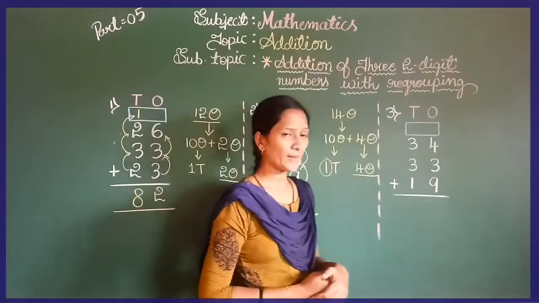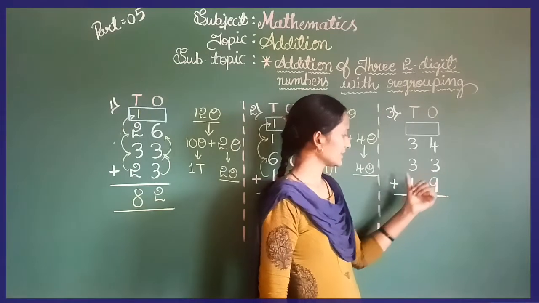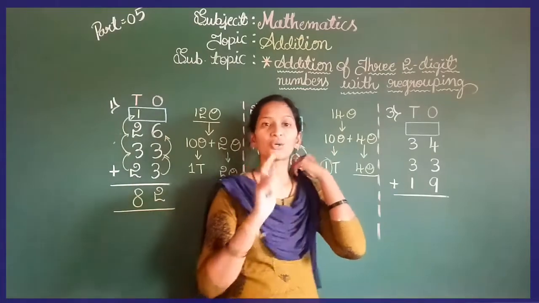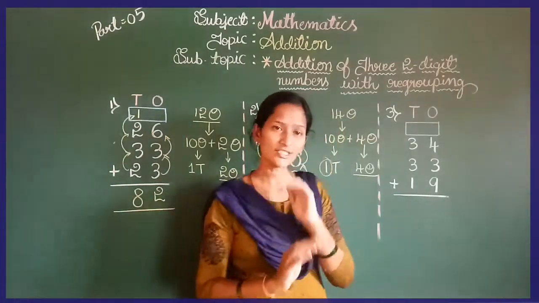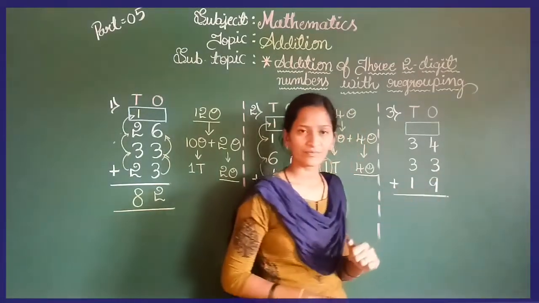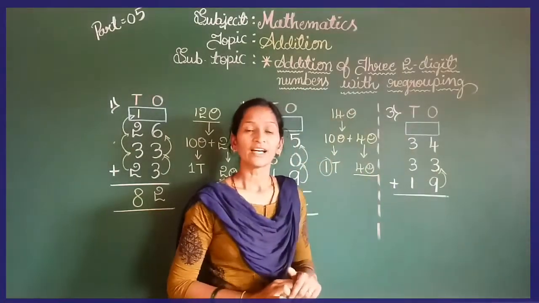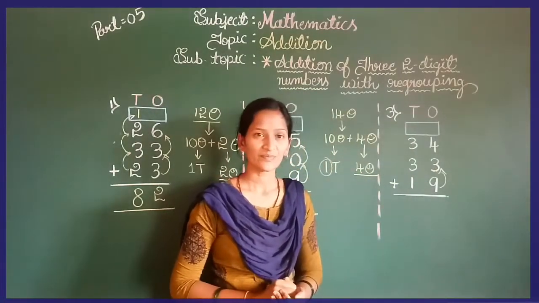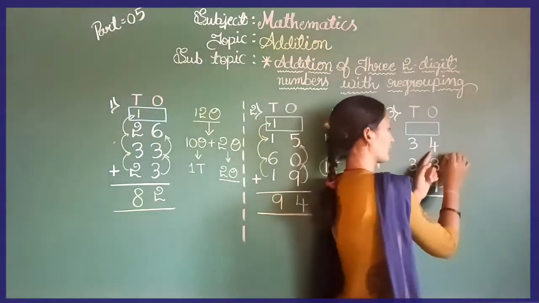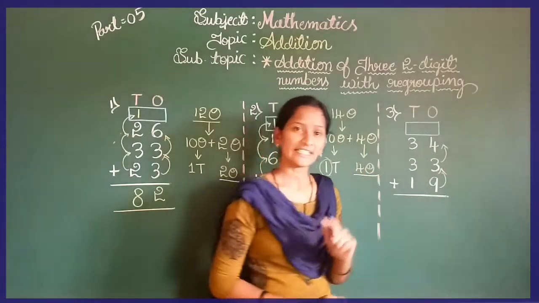Come to the last problem. The given numbers are 34 plus 33 plus 19. Right? Yes. First, you have to add the digits in the ones column. 4 plus 3 plus 9. Okay? Yes. What is 9 plus 3? 9 plus 3 is 12. Right? Next, 12 plus 4. 12 plus 4 is 16. Yes, you are right.